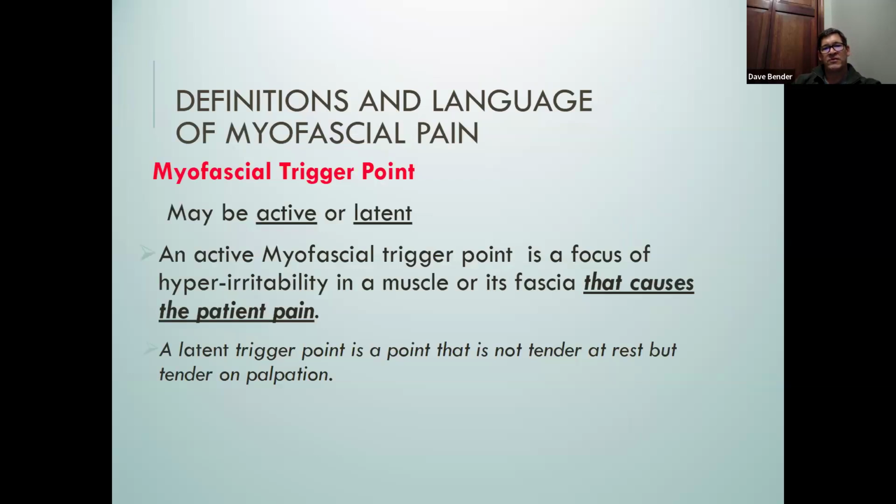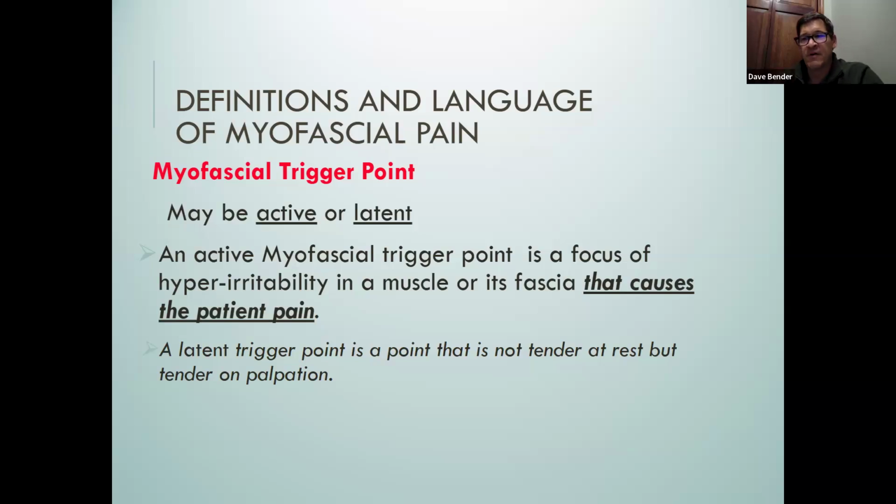Okay, at this point, it's good to talk about what a myofascial trigger point is. This is going to be a hypersensitized fascicle of muscle, in very short terms. And really in two terms, they talk about active and latent in the traditional language. An active trigger point is going to be an area of hyperirritability in the muscle or its surrounding fascia that causes the patient pain.